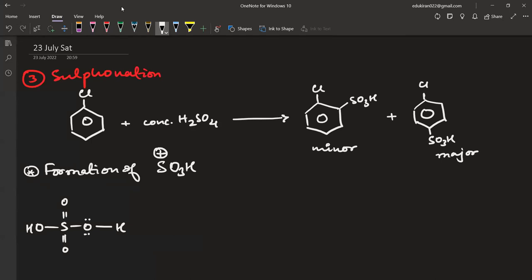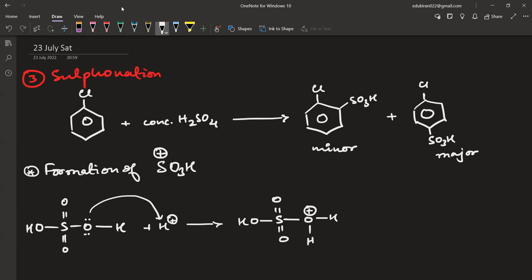There are lone pairs on the oxygen atom. There will be plenty of H plus ions also because H2SO4 is concentrated. It is an acid and it will liberate H plus ions. Oxygen's lone pair will attack this H plus ion and you will get double bond O, double bond O, oxygen bonded with hydrogen and another hydrogen. There will be a positive charge because it has donated its electron and formed a bond with hydrogen.